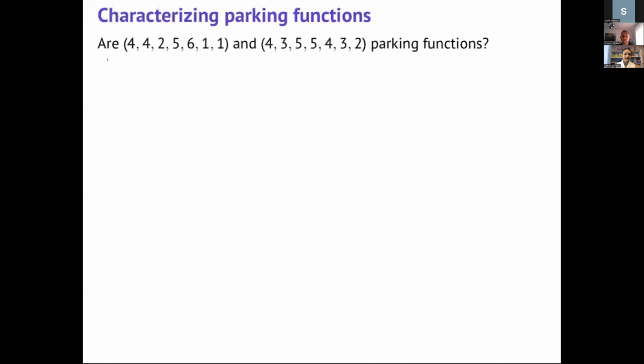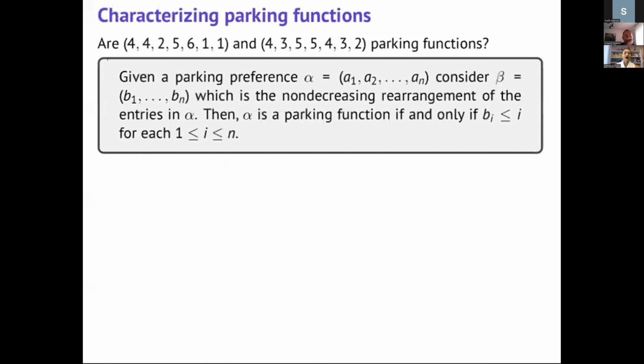Now, of course, playing that little combinatorial game is not that hard if you don't have that many cars. But if you have a much longer set of cars, this is harder to do. And so luckily for us, there's a nice characterization of parking functions. What you can do is rearrange the parking preference list in non-decreasing order. And then you just ask yourself, is the ith entry less than or equal to i?